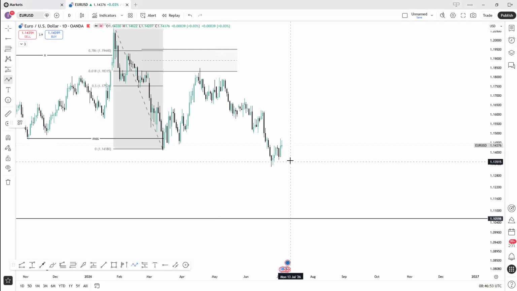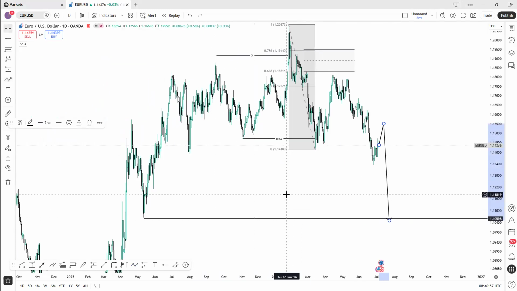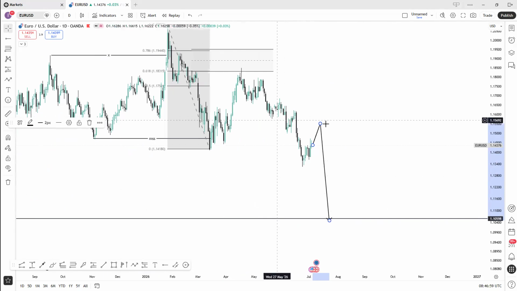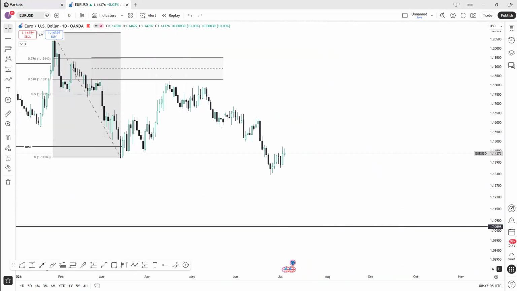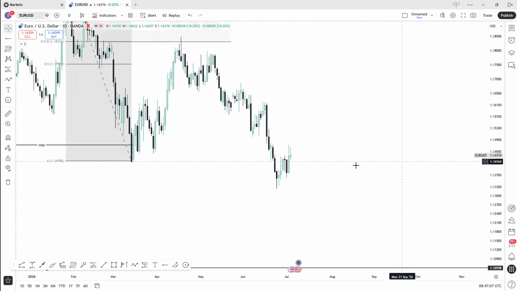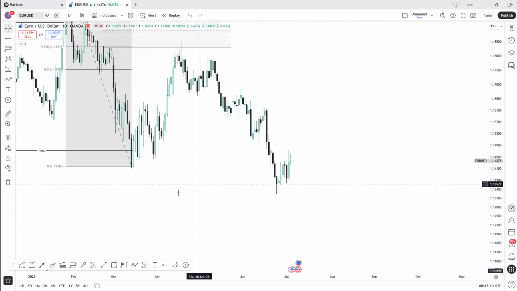Okay. Right now we are bearish. Price will drop until that sell side liquidity. So that is the general bias. So let us consider the current price.